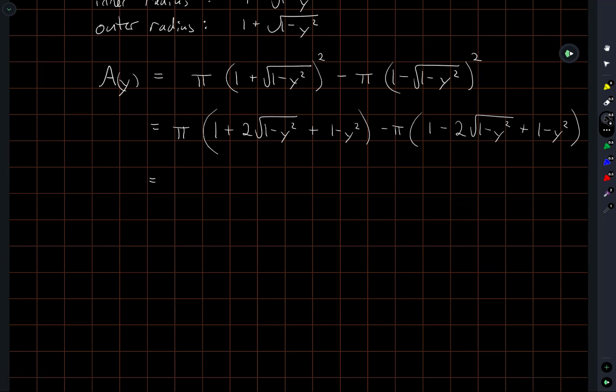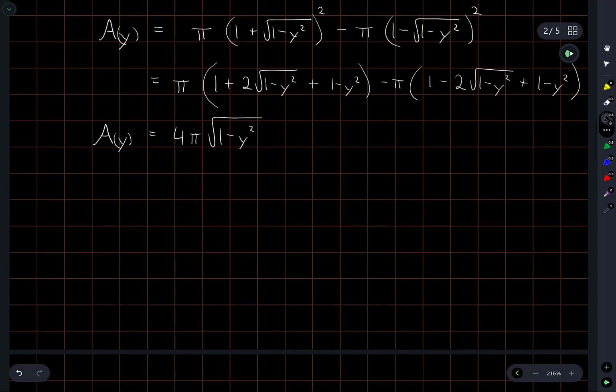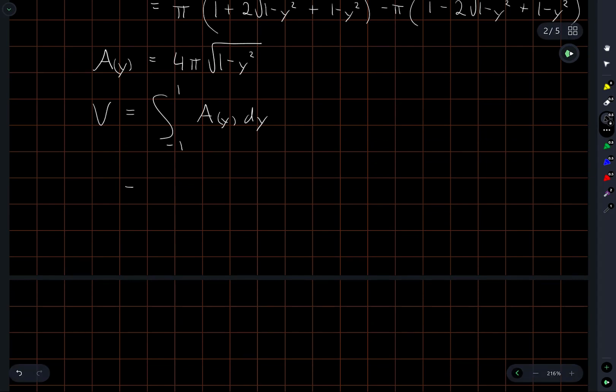Okay, so I end up with, the pi's cancel, 4 pi times the square root of 1 minus y squared. And the 1 minus y squared cancels in each case. So this is the area of our hollowed out disk as a function of y. And my volume in total, I'm going to want to integrate this as y goes from -1 to 1, A(y) dy. This looks like it's a much more tractable form of the integral.